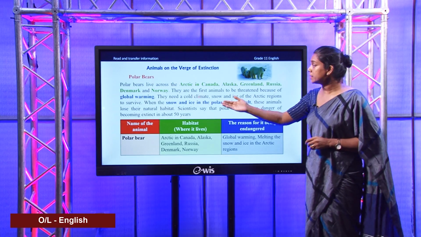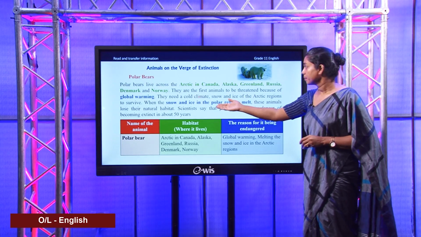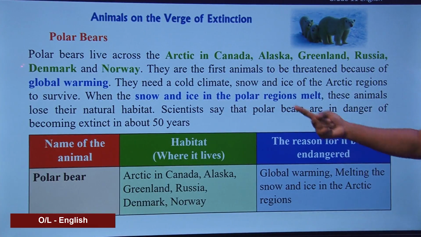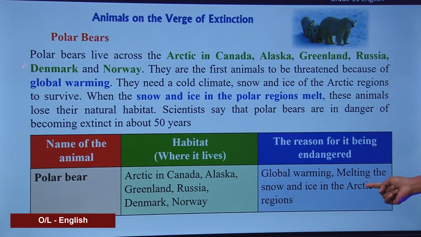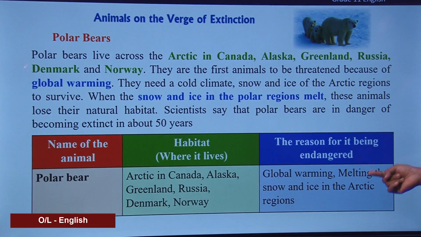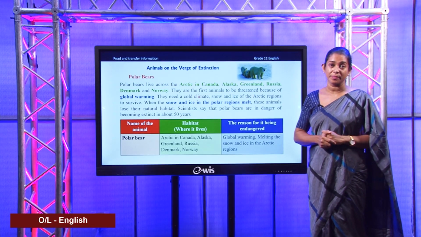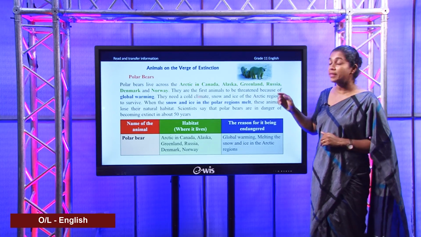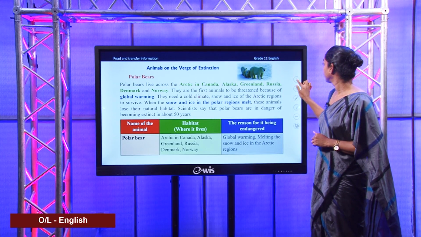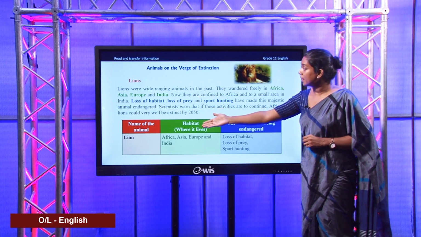There are two reasons given for it being endangered. One is global warming, the other one is the melting of snow and ice in the Arctic regions. Hope you have successfully answered the questions. Now let's talk about the lions. The name of the animal, lion.